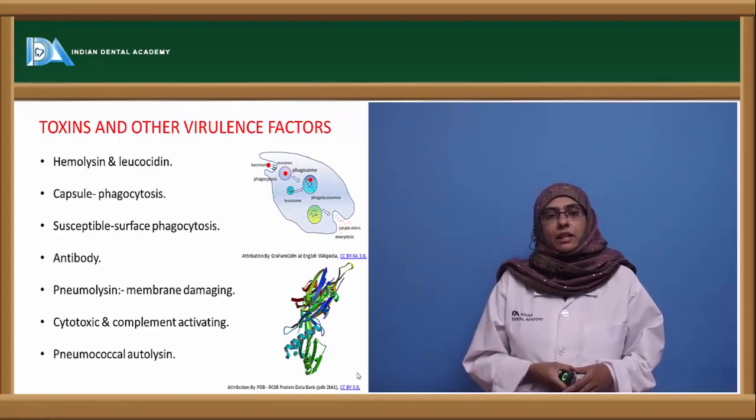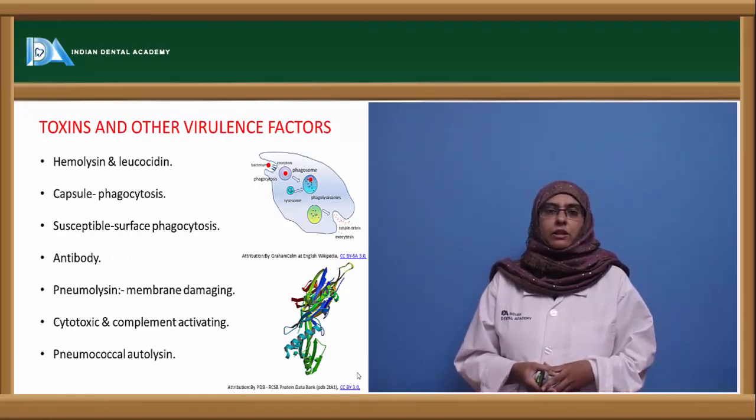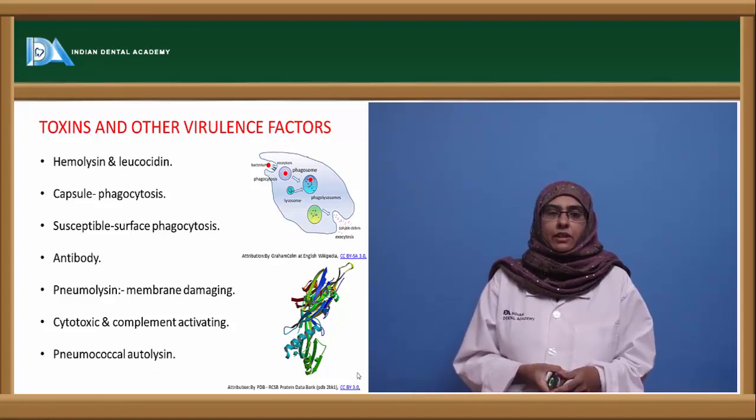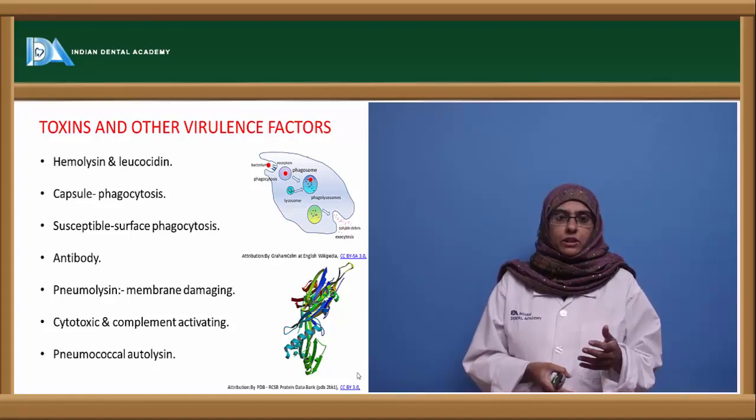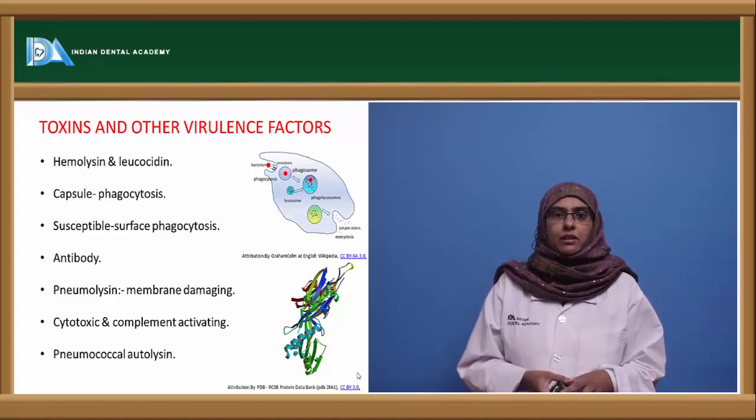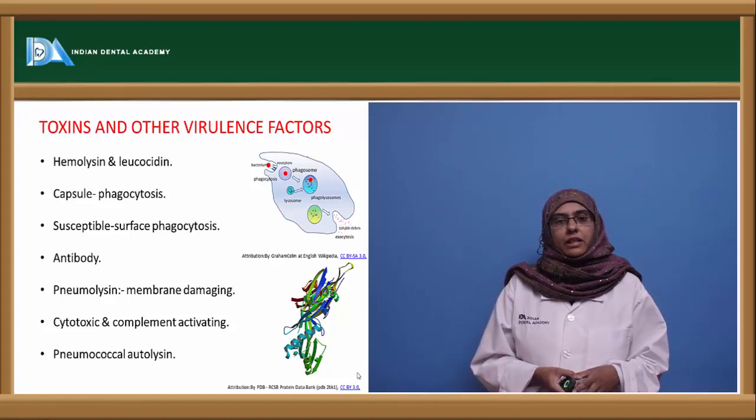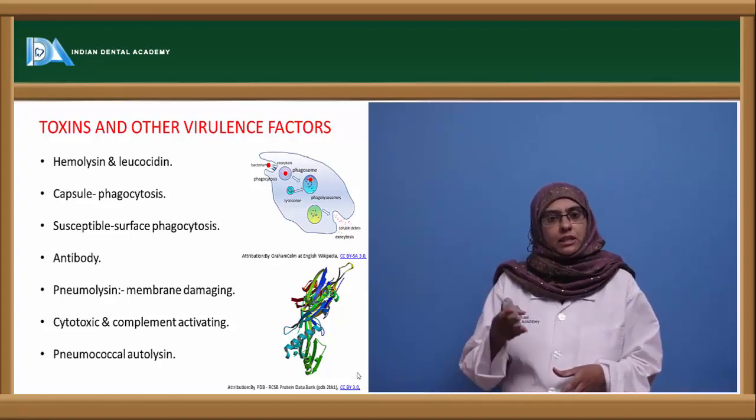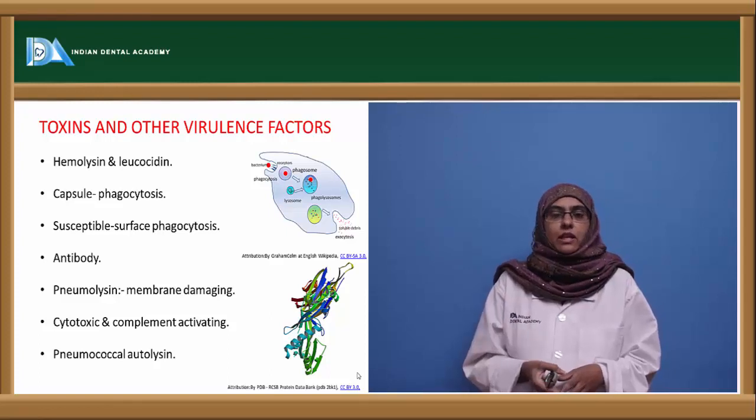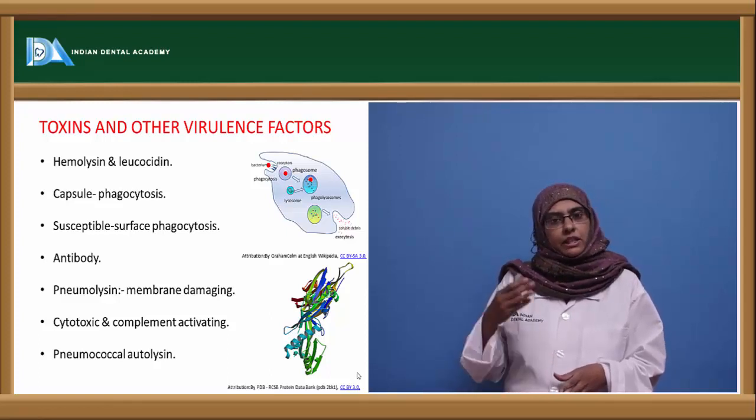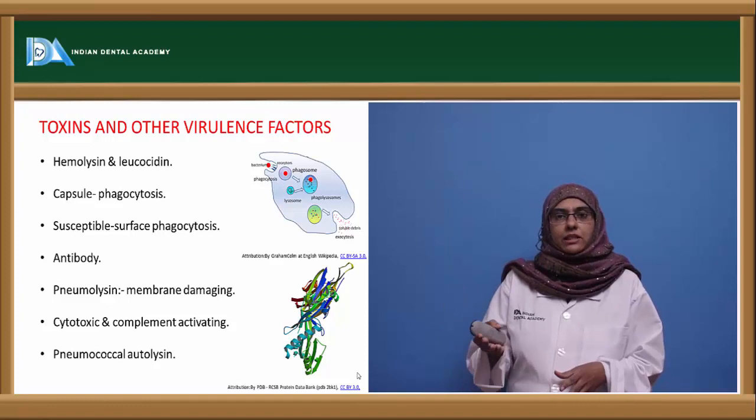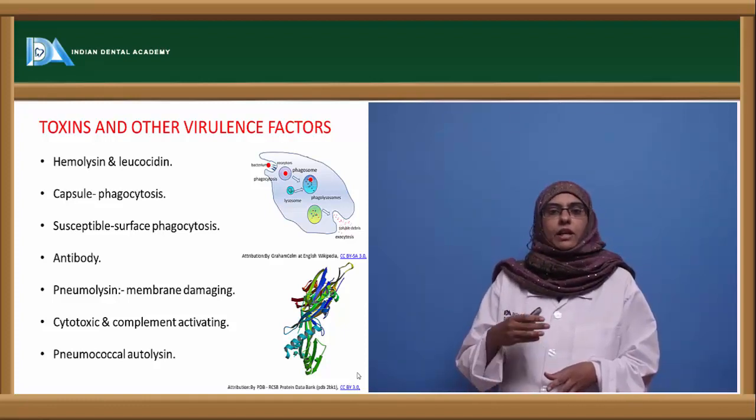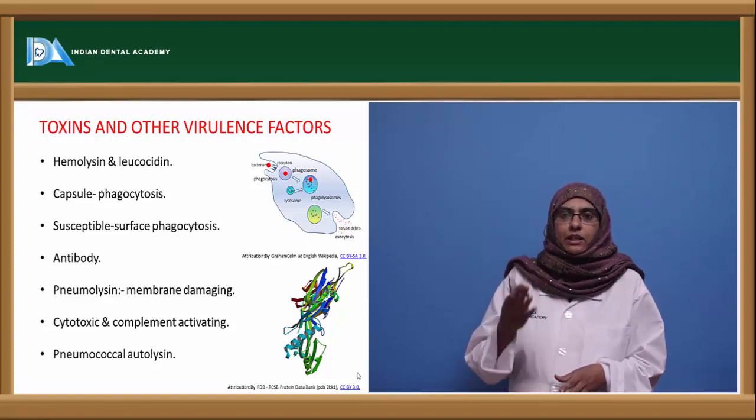Now coming to the other important virulence or pathogenic characteristics of this organism, they exhibit toxins and other virulence factors, the most prominent being the hemolysins and the leukocidins. Hemolysins are the ones that cause the lysis of the RBCs, and the leukocidins cause the destruction of the leukocytes. But because they show weak affinity towards the RBCs and leukocytes, the other two important factors are usually taken as the ones to identify the pathogenesis of this particular infection.